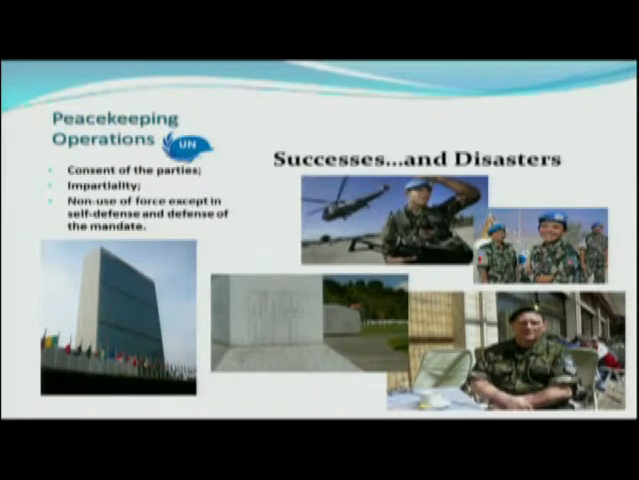There have been 69 peacekeeping operations since the first one in 1948. There are 16 current operations, 9 of them in Africa. The UN forces in Cyprus have been there since 1964. Forces have been stationed on the border of India and Pakistan since 1949. The troops on the Golan Heights have been there since 1974.